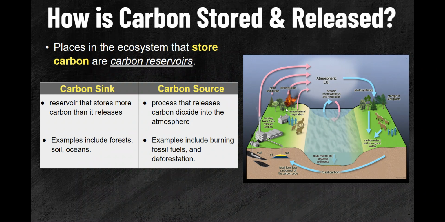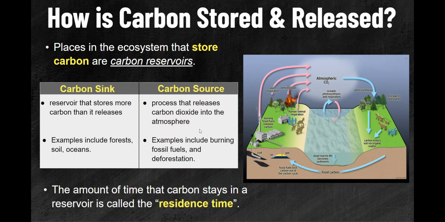Also, deforestation. If you look over here, there are trees being burned in this case, but you could be cutting them down. Those would be examples of carbon sources as well. They're putting carbon dioxide into the atmosphere. So that's the difference between a carbon sink, which stores carbon, and a carbon source, which releases carbon. The amount of time that carbon stays in a reservoir, like a carbon sink, is called the residence time. Okay, so that gives you the sense of how carbon gets stored and released.